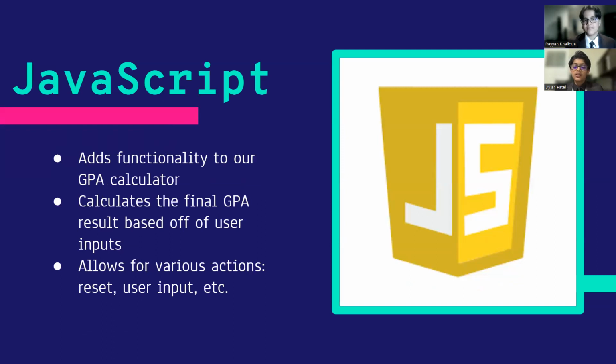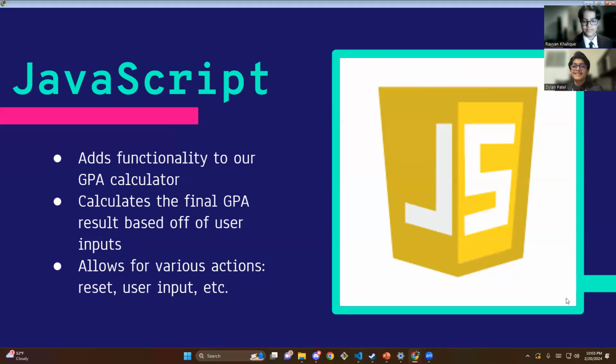Finally, we have JavaScript. We use JavaScript as our programming language to add functionality to our GPA calculator, as we took advantage of its many mathematical functions. In our program, we use multiple variables and many if statements to run parts of the code, such as comparing the letter grade input to the GPA value it receives. Now, I'll hand it off to Rayyan to go further in depth.